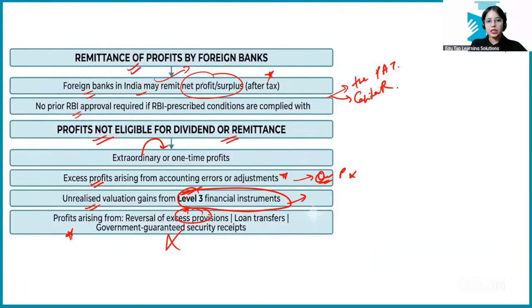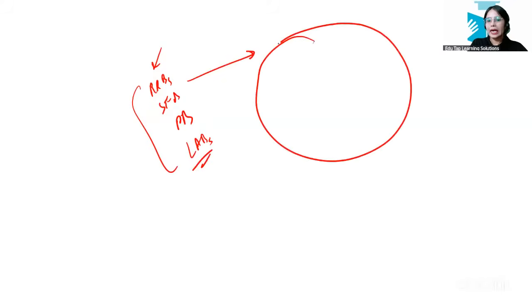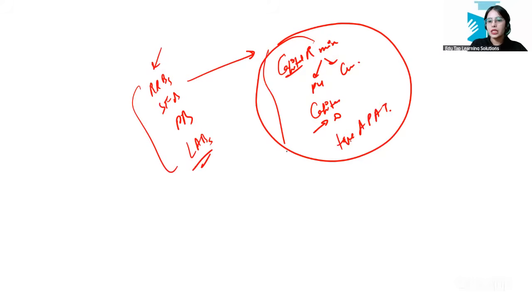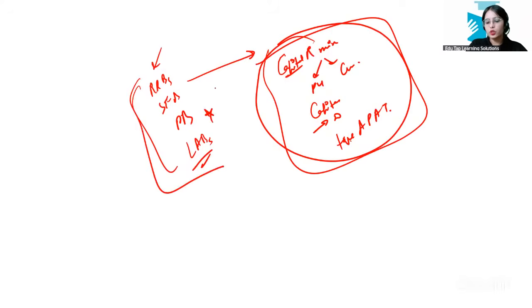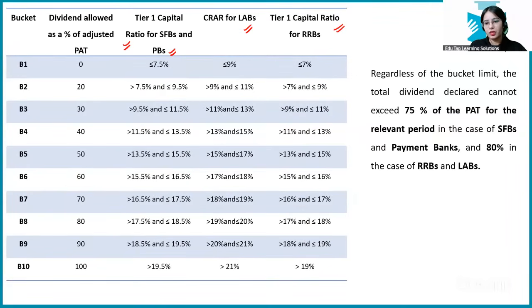So basically, these banks, the RRBs, small finance banks, payment banks, as well as the local area banks, also have to follow the basic guidelines. That is, they need to maintain the minimum capital requirement for the previous year. For the current financial year, they need to maintain the capital. Even after the dividend has been paid out, they need to have the positive adjusted profit after tax. Okay, so these basic guidelines are the same for these categories of banks also, but the table is different for them.